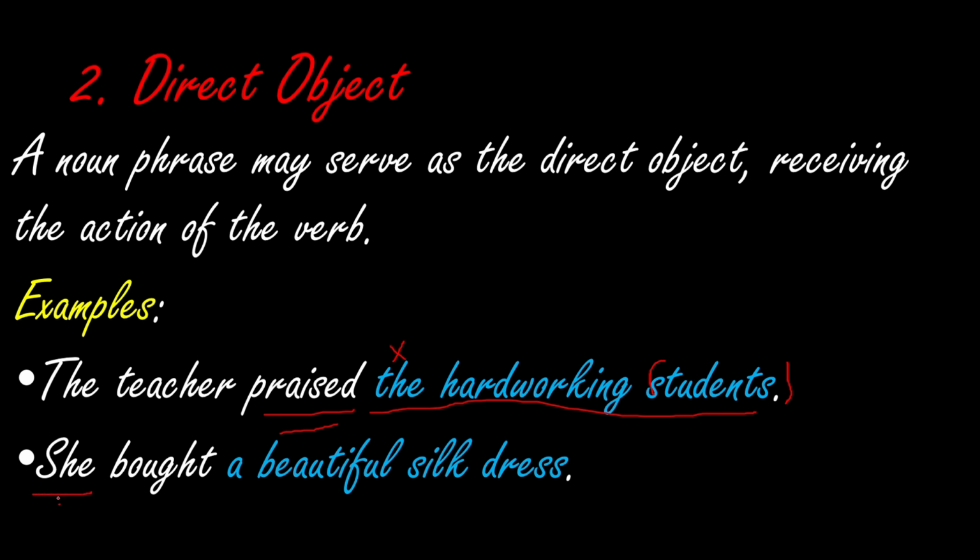She, subject in form of a pronoun. Bought is an irregular verb, the verb to buy in the simple past. And we have a beautiful silk dress. This is a noun phrase. It functions as direct object. We have here the head, which is dress. This is the main noun, the main word in this noun phrase. And we have two adjectives, or we can say an adjective phrase that functions as a premodifier to the noun dress, which is the head of the noun phrase.